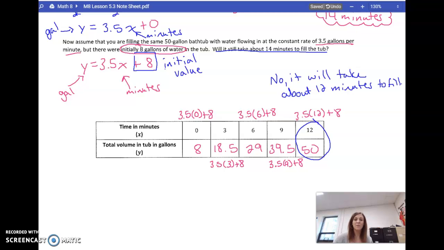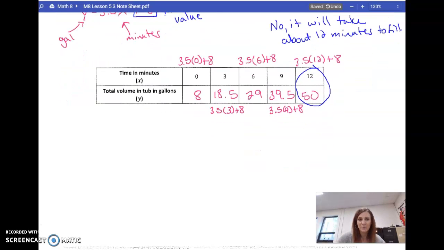All right. Okay. So again, now we've introduced this idea of initial value. So if it starts at 0, 0, proportional. If it has an initial value, remember now it's just a linear function. All right. A couple more examples.